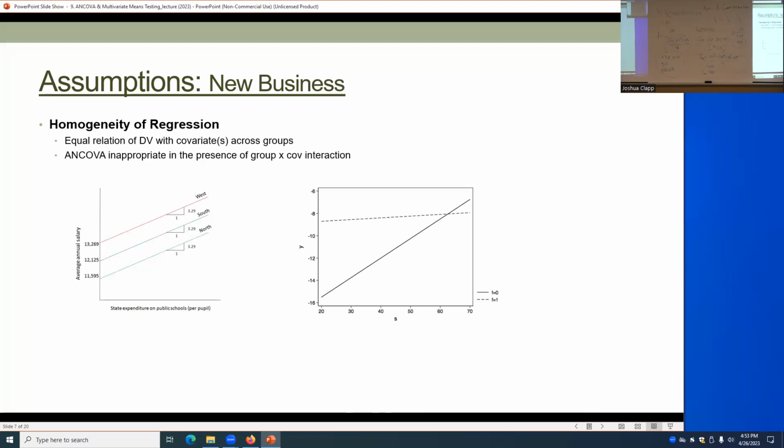For this group, I have a strong association between my covariate and my outcome. For this group, I have next to no relation between my covariate and my outcome. In this situation, this would be a violation of my basic assumptions of ANCOVA, and this would be a problem. Now, what do we do when this happens? I don't know. I've gone down several wormholes trying to figure this out when it's come up. It's kind of a complicated thing. I don't know that there's a good answer, right?